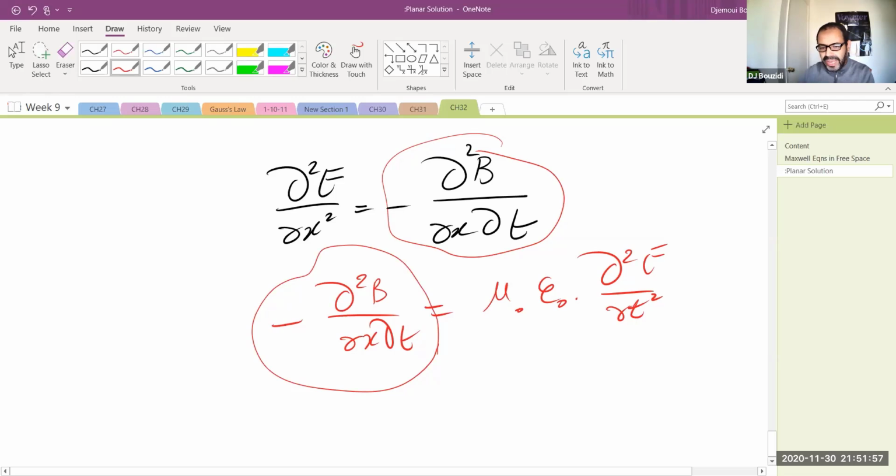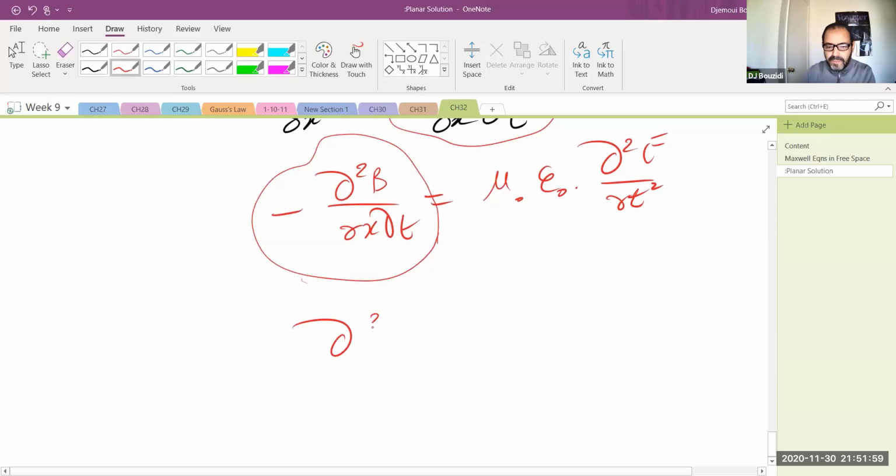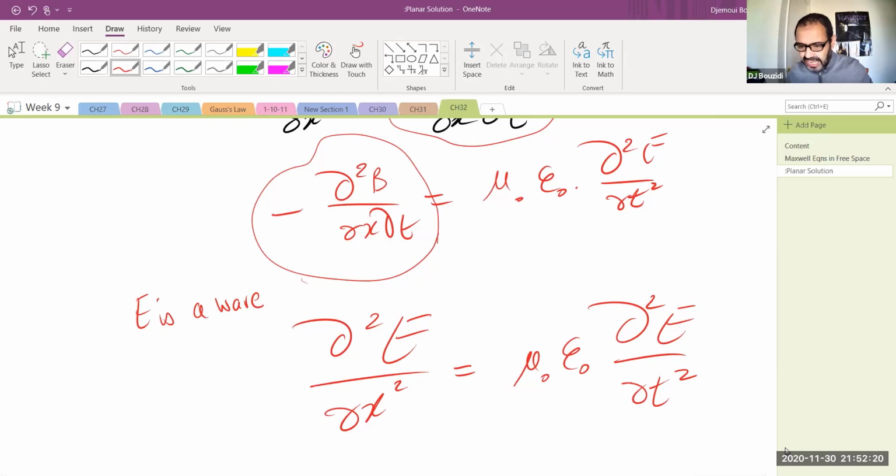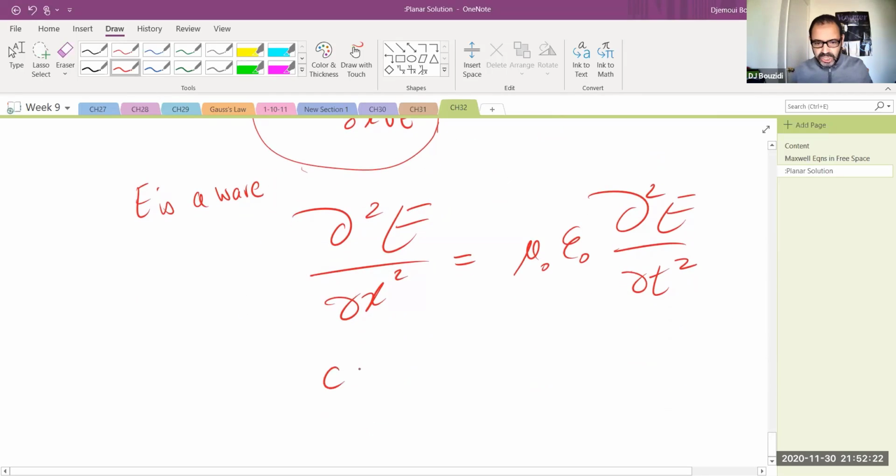That means that what we have found is a wave equation: the second derivative of E with respect to x equals mu naught epsilon naught, the second derivative of E with respect to time. So the electric field is actually a wave. So E is a wave. You see my point earlier? Once you see this equation, you say, I know exactly what that is. That is a wave, where c, the one that I mentioned earlier, is nothing but 1 over the square root of mu naught and epsilon naught, because this is 1 over c squared.